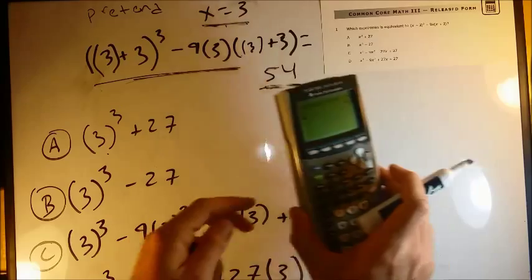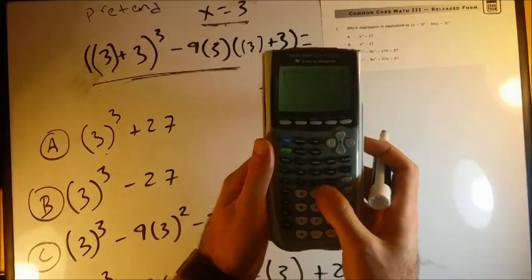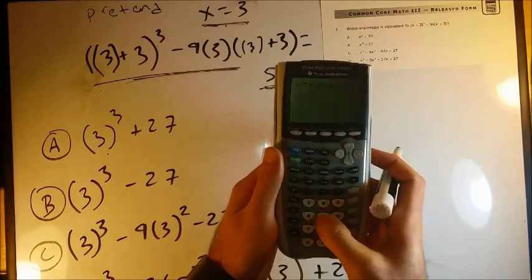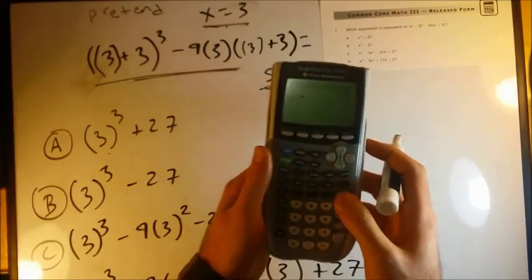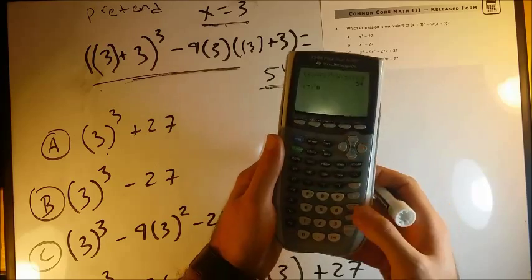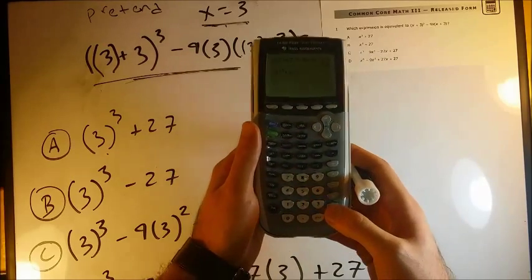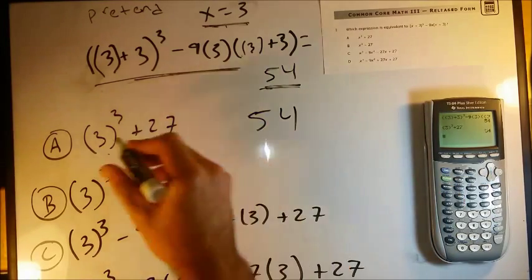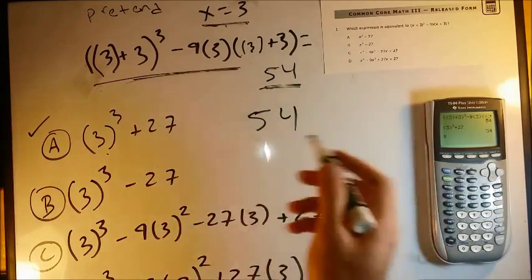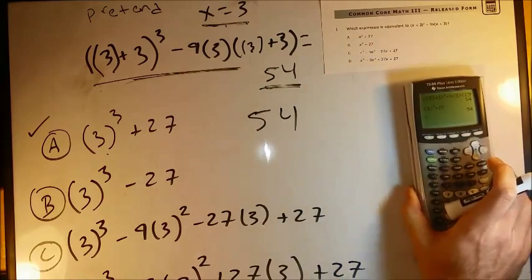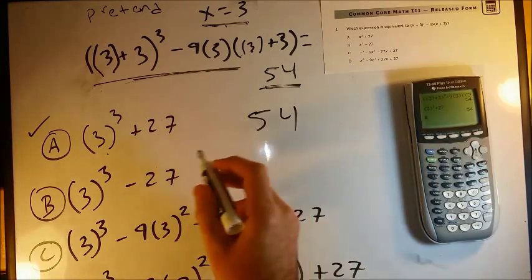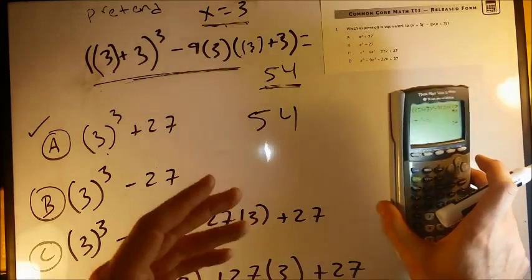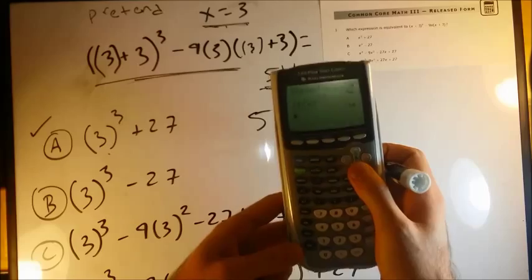So let's see what I get for A. If I plug in 3, 3 cubed plus 27. I keep making that mistake. 3 cubed plus 27 gives me 54. So this one right now, I'm just going to put a check next to it because I know this one worked. I'm not going to stop right here, because if something else also gives me the same answer, I'll need to pick a new number and keep testing until I get only one that works every single time. So let's try it for B.